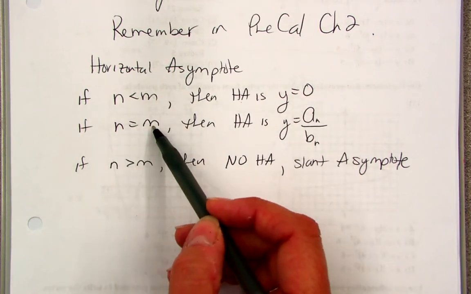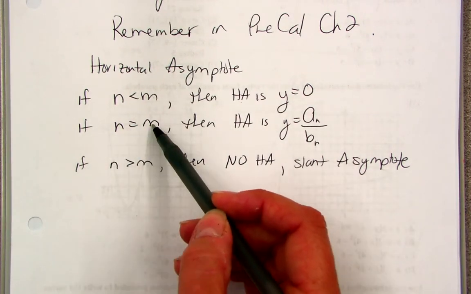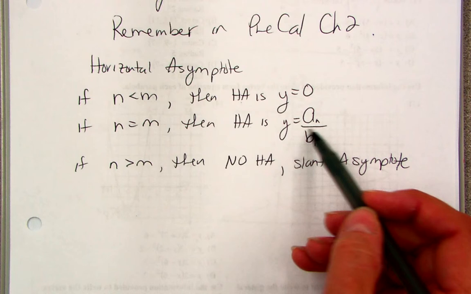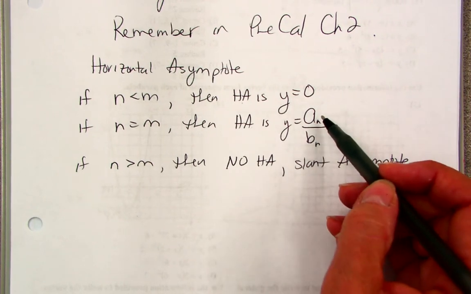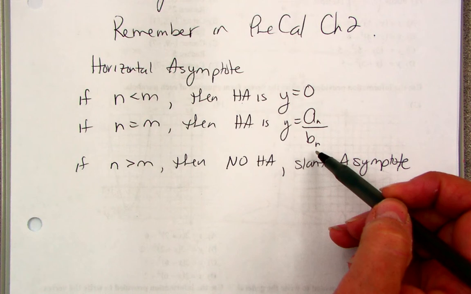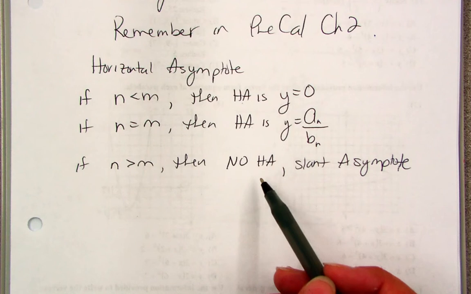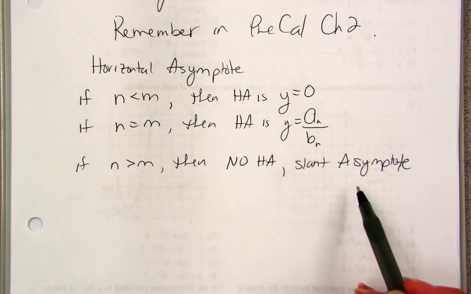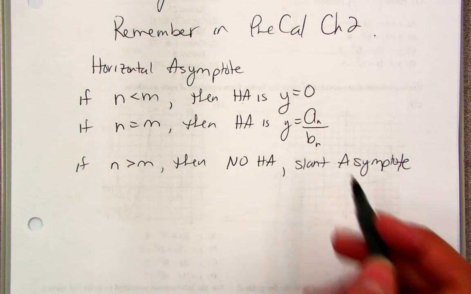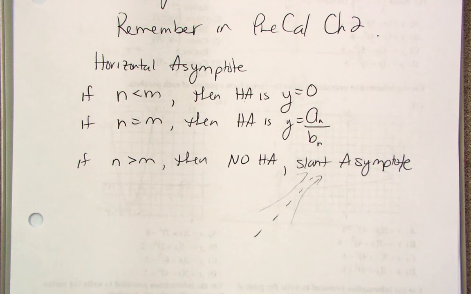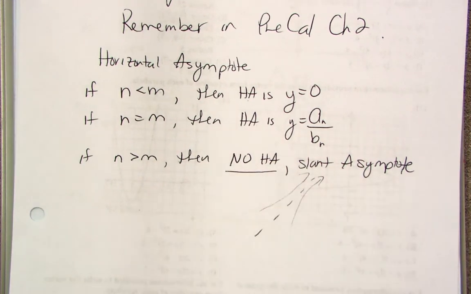If n equals m, or the two leading exponents in the numerator and denominator are identical, then the horizontal asymptote is y equals a sub n over b sub m. In other words, the leading coefficient in the numerator over the leading coefficient in the denominator. Then if n is greater than m, there is no horizontal asymptote, and there's a possible slant asymptote. So however I'm going to be approaching, it's going to go to positive or negative infinity. These limits are not going to exist because they're not approaching a horizontal asymptote, because there is no horizontal asymptote.